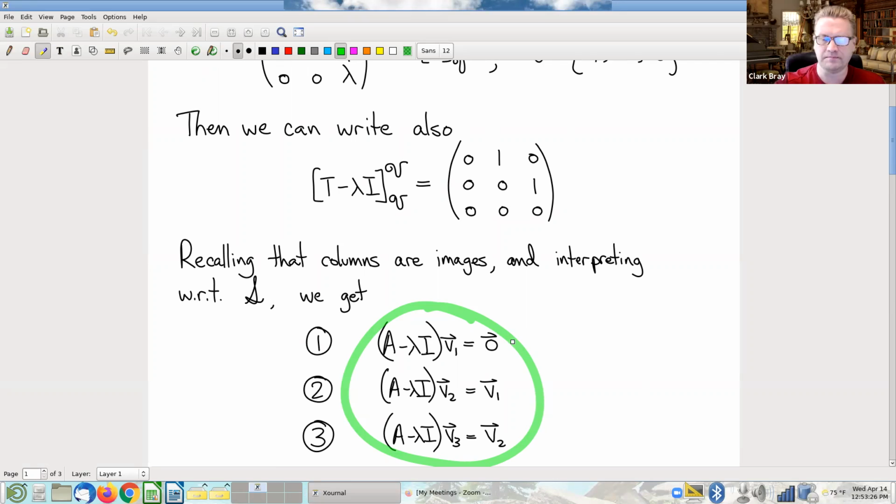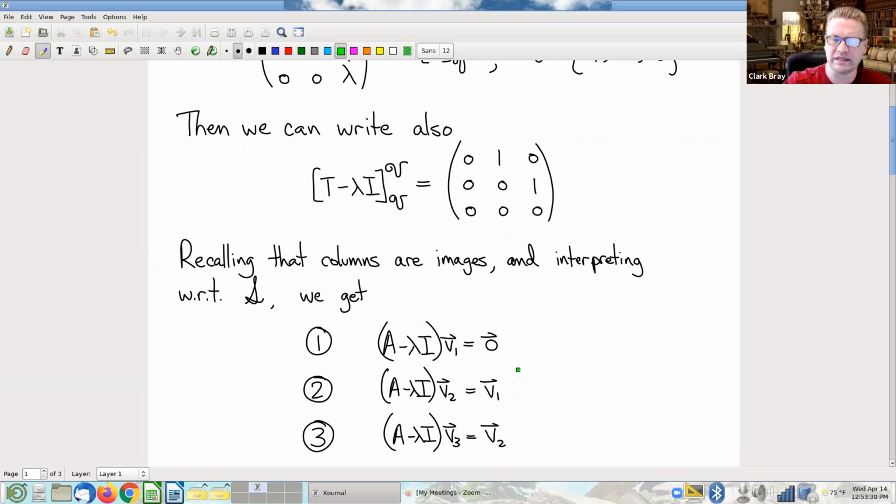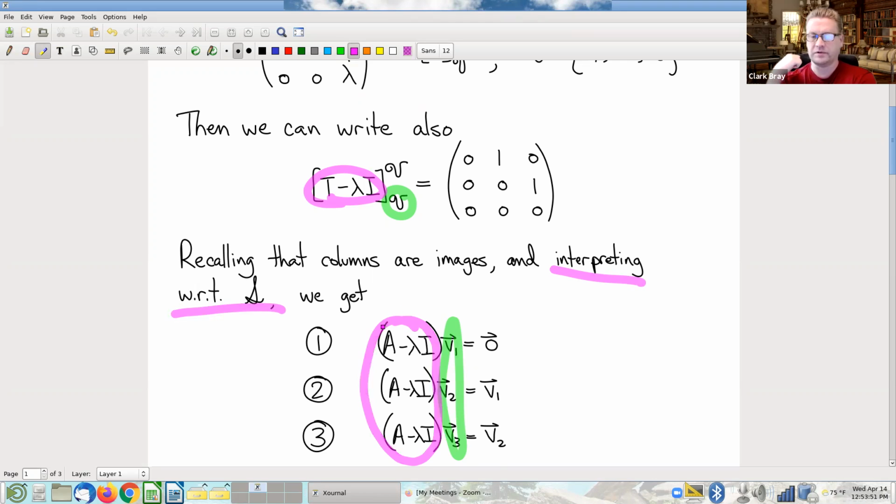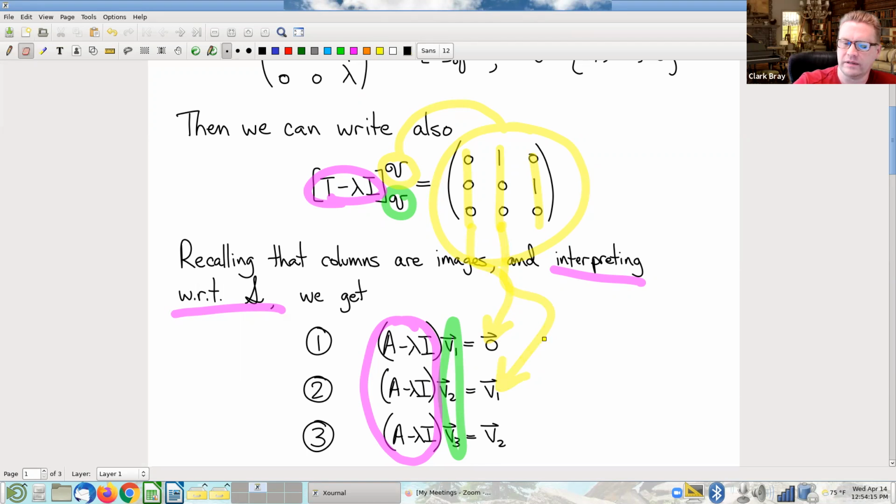Okay, now let me just remind you where these come from. The rule for what it means to represent a linear transformation with respect to bases is you take your input basis vectors, right? The Jordan basis that we're talking about. You do the linear transformation to them. Now we're doing everything with respect to the standard basis here. So with respect to the standard basis, T minus lambda I is A minus lambda I. And then the results are written as columns that you interpret as telling you those images with respect to that basis. And so you get here 0, V1, and V2. Okay. All right.